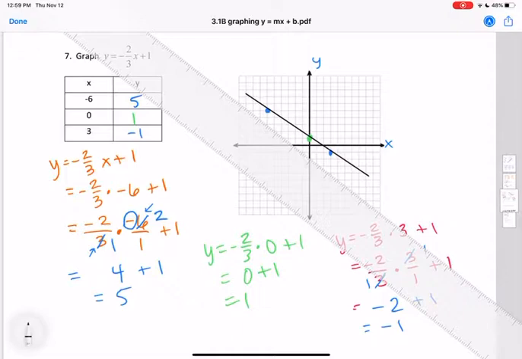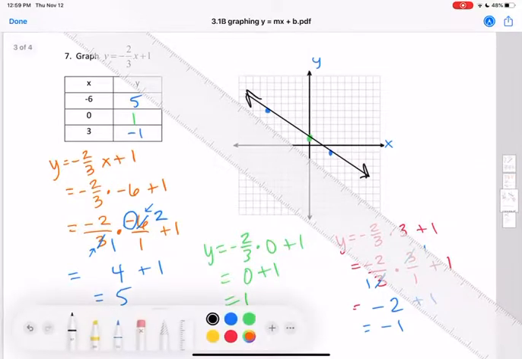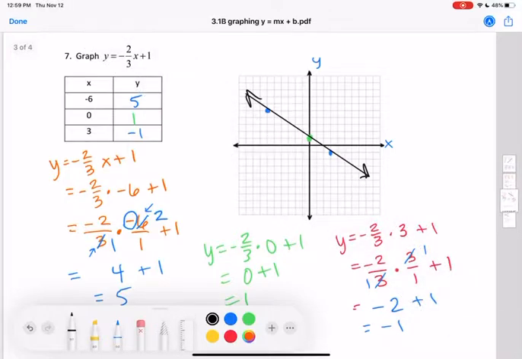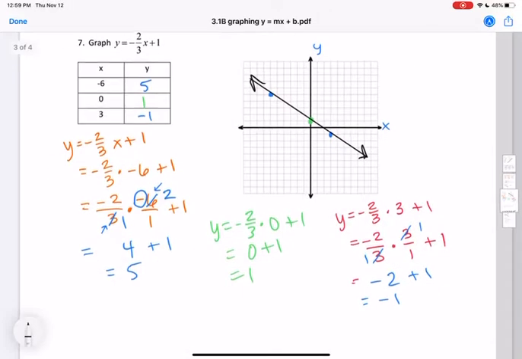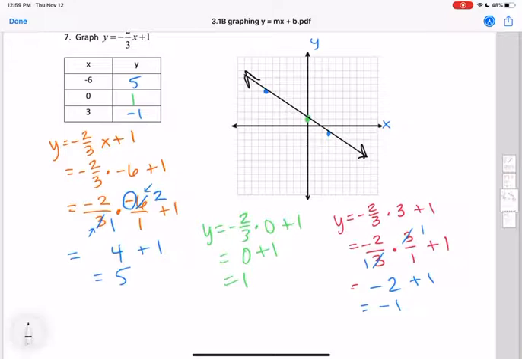Try your best to connect them up with a straight edge. Put your arrows on the ends. And we're done. So wasn't that nice that in these, we actually got that whole number so it was easy to plot?